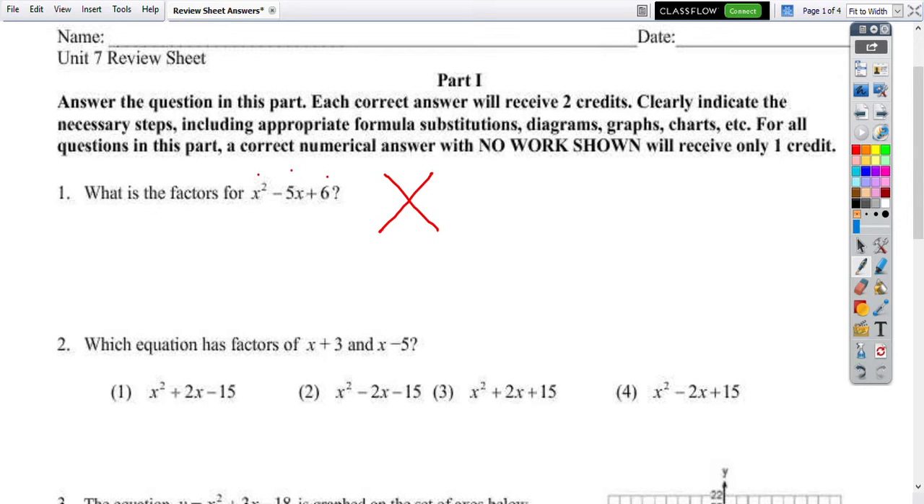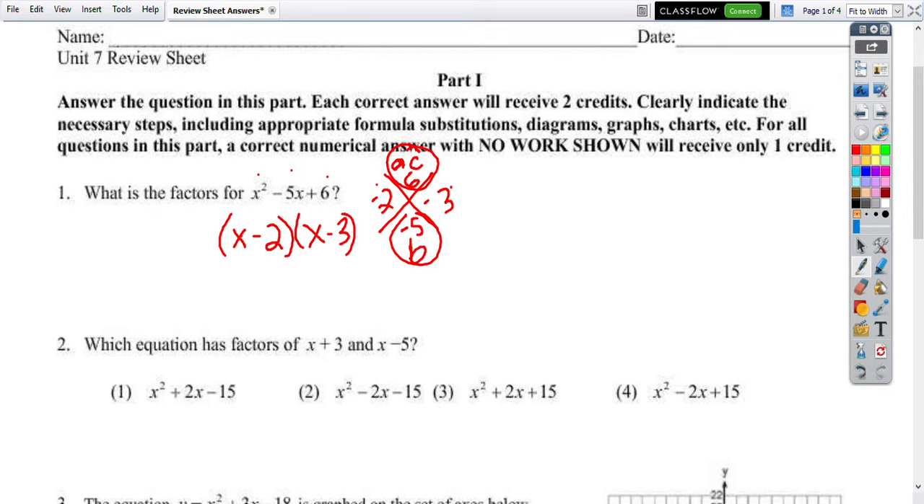So I drew my diamond. A times c on the top. So that's 6. Okay. And then our b term is on the bottom, and that's -5. So we're looking for 2 numbers that multiply to 6 and then add or subtract to give me -5. So that's -2 and -3. And then I do my 2 parentheses. So x, and then we put the -2 in there. And then x, and then the -3. So x minus 2 and x minus 3. And there are 2 factors.